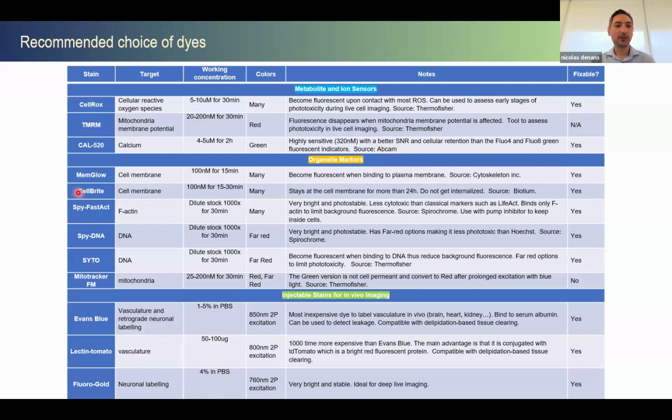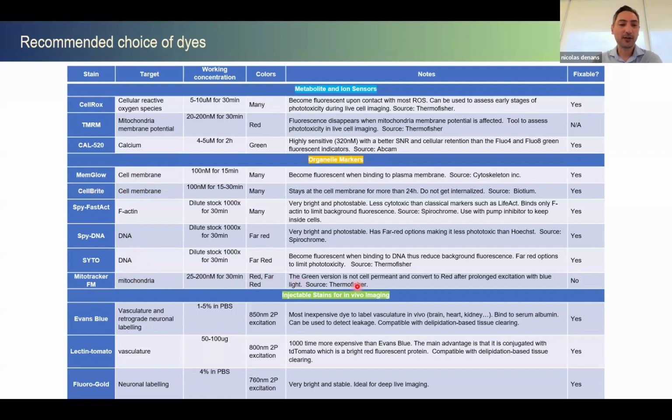If you want to label, for instance, the cell membrane, MemGlow and CellBright are great. As I said, if you want to label mitochondria, MitoTracker is pretty good, and usually in red or far red. That's where you want to image your mitochondria. You don't want to expose your mitochondria to green light because that would be phototoxic.